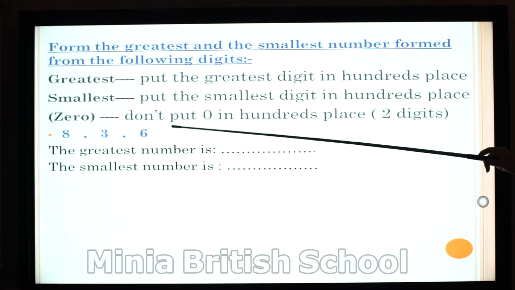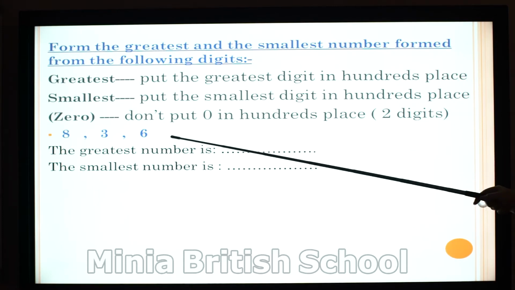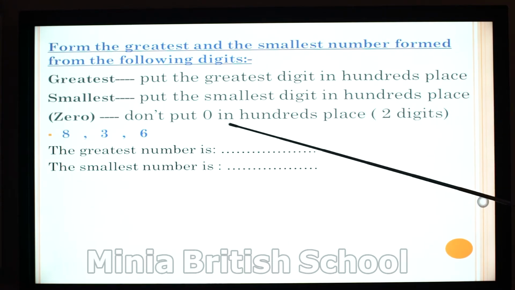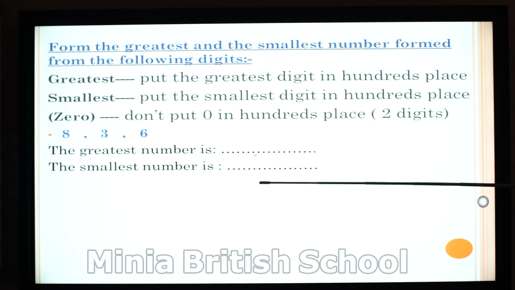Here I want to make 3 digits together. Okay? Here's the first one. Here I have 836. Where is the greatest digit here? 8 or 3 or 6? Yes, it's 8, the greatest one. So you have to put 8 in the hundreds place. Next, it's 6. And the last one is 3.